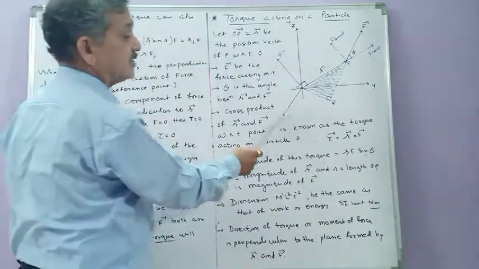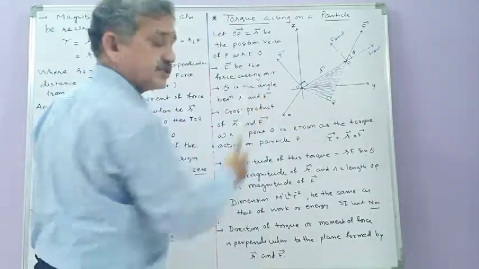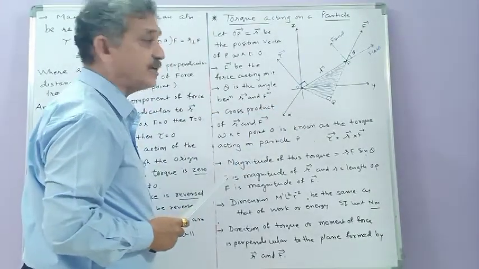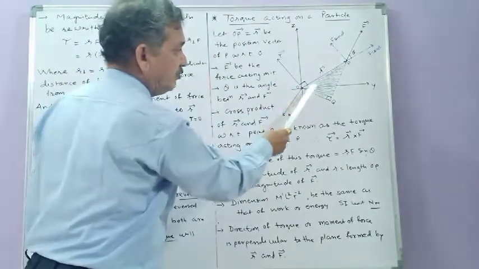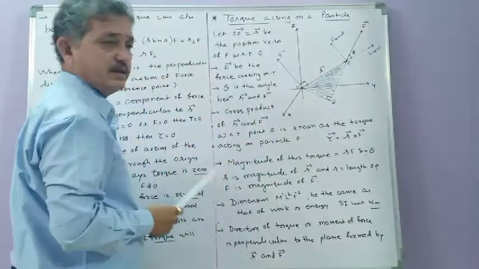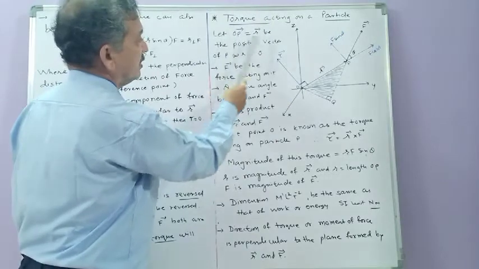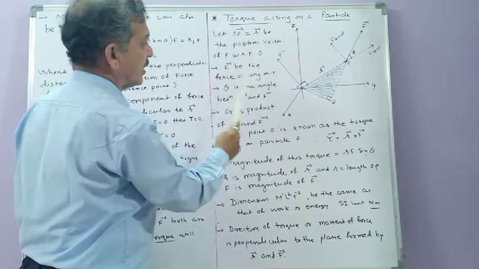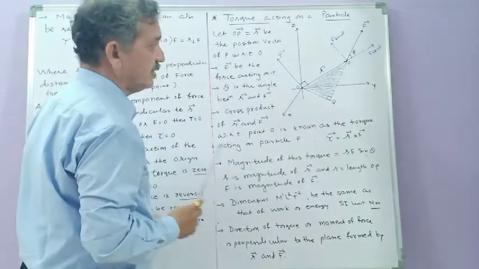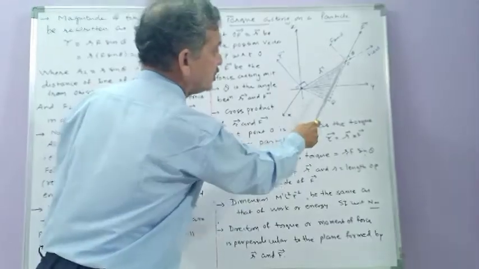So I take this is x-axis, y-axis, this is z-axis. P be the particle lying in x, y, z plane. By joining it with origin, we get from O to P, vector OP equal to vector R, which is the position vector of such a particle with respect to origin, and origin is taken as reference point. Then we are applying the force on this particle like this one.